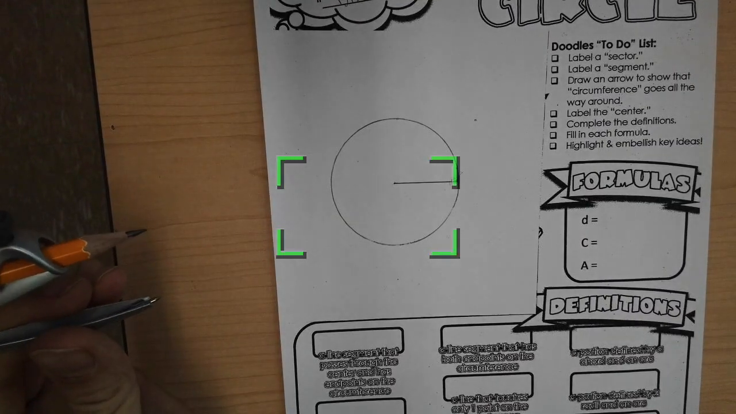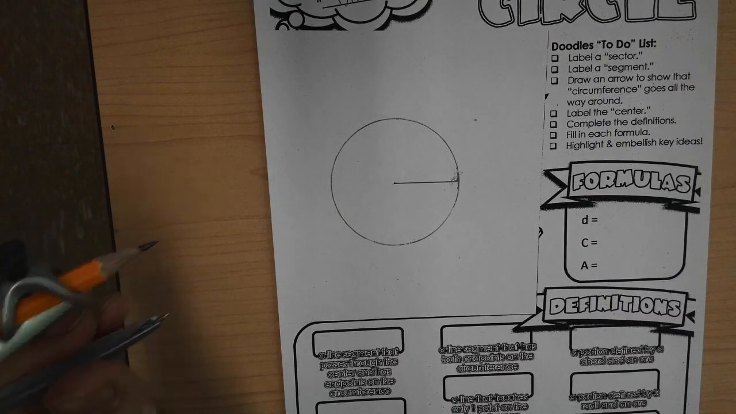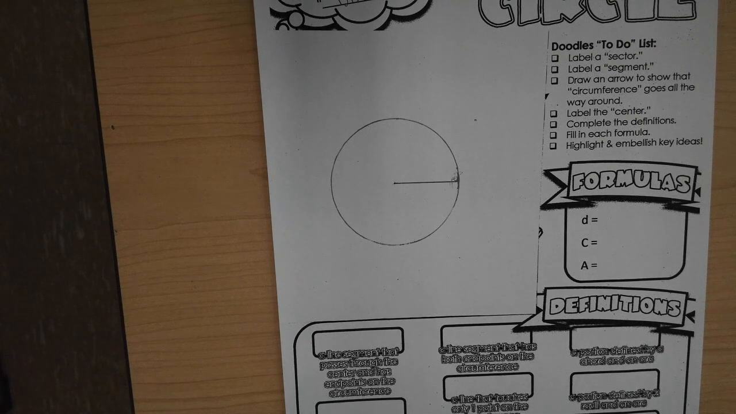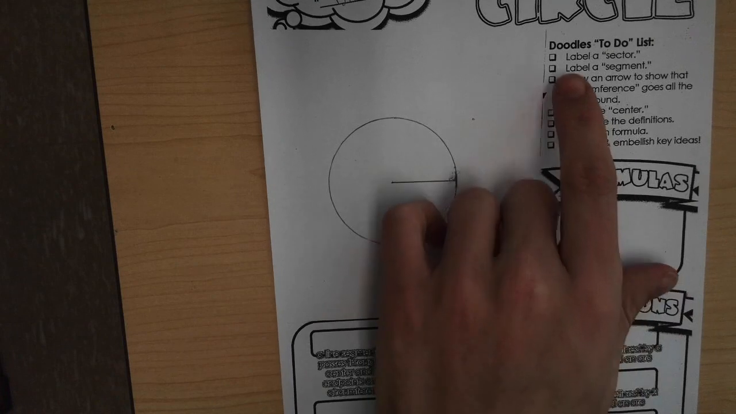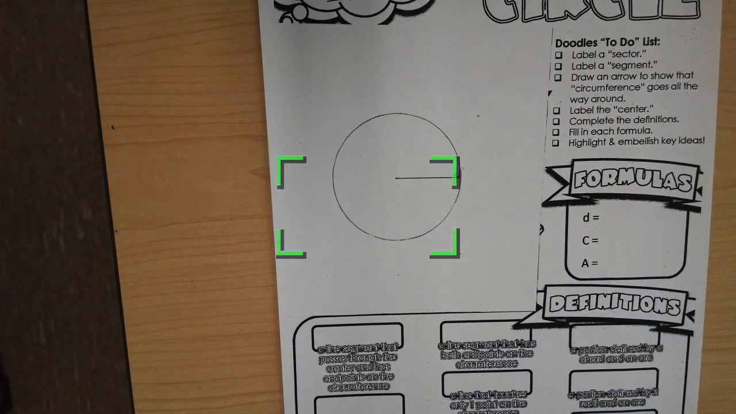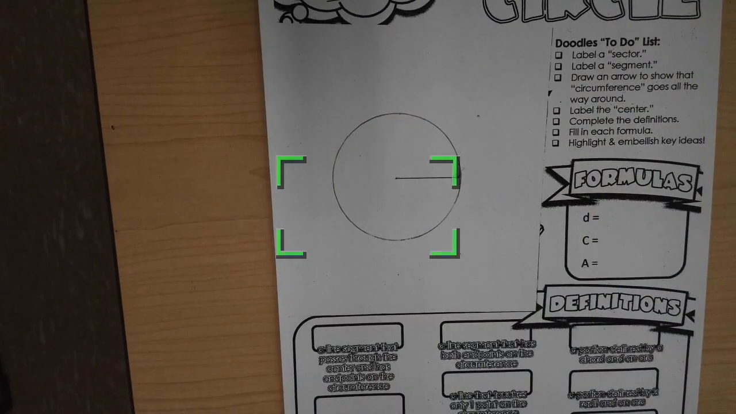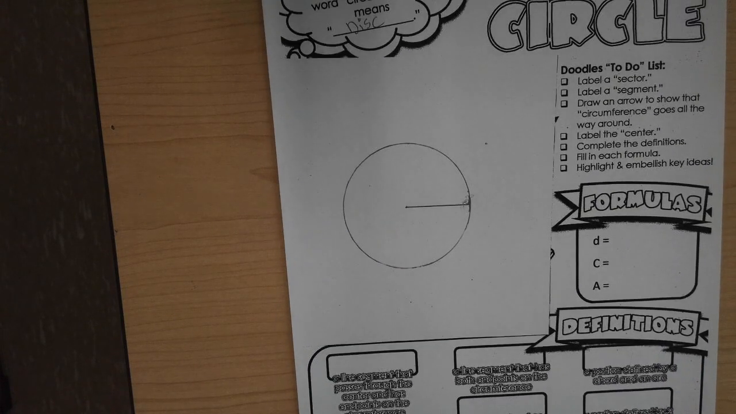Okay, there's my circle. That looks pretty good. Alright, now I've got my circle done. I'm going to go ahead and start labeling different parts of my circle here. Okay, so if I look at my checklist here, let's go ahead and... Okay, so I am going to go through here.